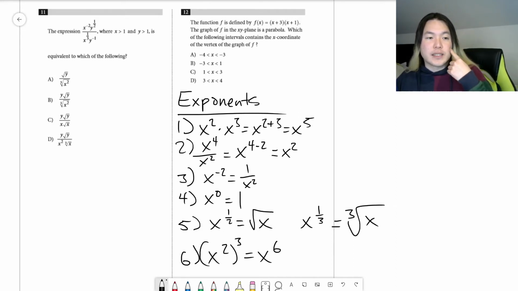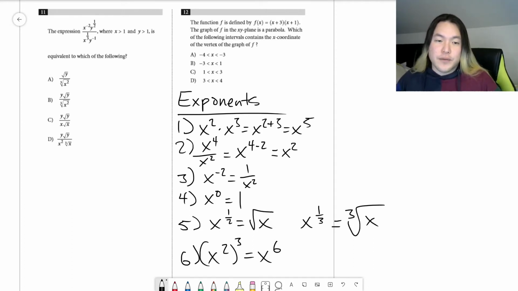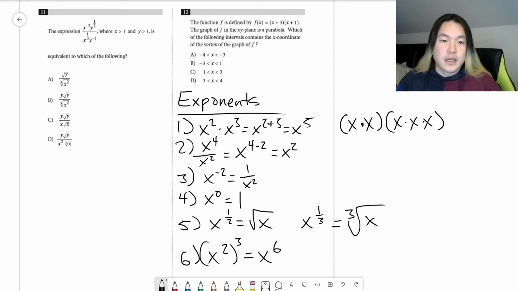So x squared times x to the 3rd is equal to x to the 2 plus 3, which is x to the 5. And that makes sense. So if you break these down, what is x squared? X times x. What is x to the 3rd? X times x times x. If you multiply those together, there's 1, 2, 3, 4, 5 x's total.